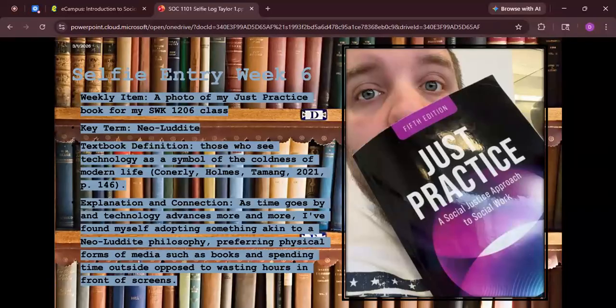Week six, I believe the entry was supposed to be some sort of physical media. So I picked my Just Practice book for my social work class, and my key term was neo-Luddite. Those who see technology as a symbol of the coldness of modern life. As time goes by and technology advances more and more, I find myself adopting something akin to a neo-Luddite philosophy, preferring physical forms of media such as books and spending time outside as opposed to wasting hours in front of screens.